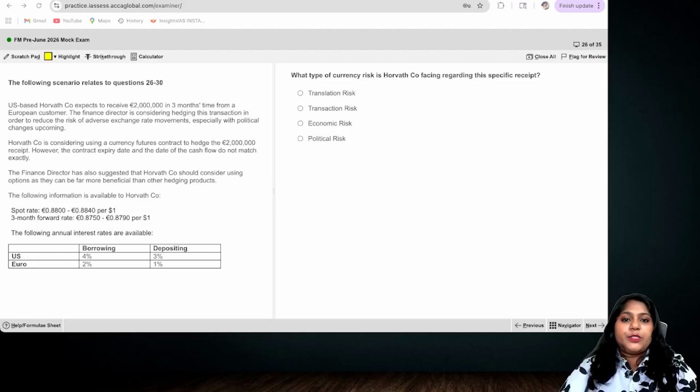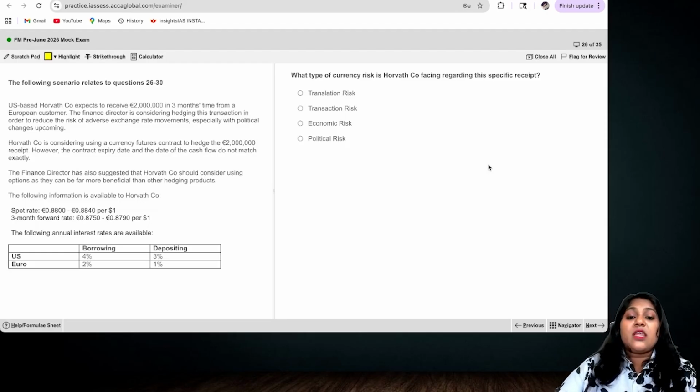So what is the first question? What type of currency risk is the company facing regarding the specific receipt? Let's read the information. So what is it saying? US-based Harvard company expects to receive 2 million euros in 3 months' time from a European customer. The finance director is considering hedging this transaction in order to reduce the risk of adverse transaction rate movements. Guys, 3 months, short term. I'm worried about what if it goes up or down.